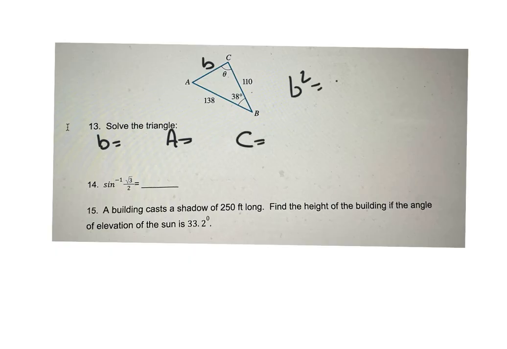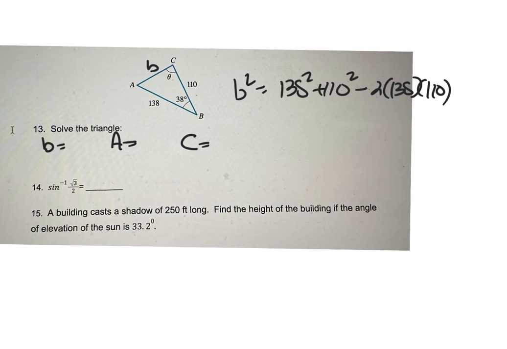B squared is 138 squared plus 110 squared minus 2 times 138 times 110, cosine 38, which is big B. I'm running out of room, so let me move this over. I'm going to take a second and punch that in. I got 84.97. Let's just make that 85.